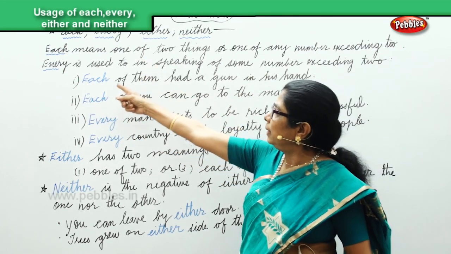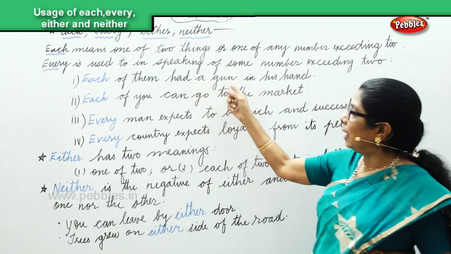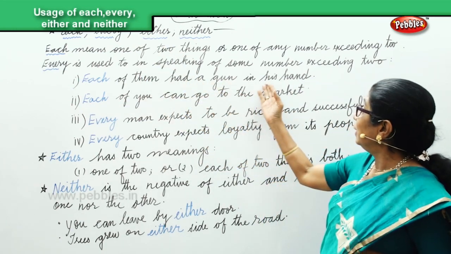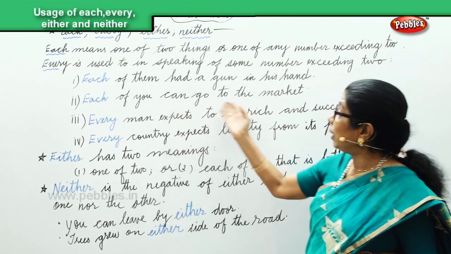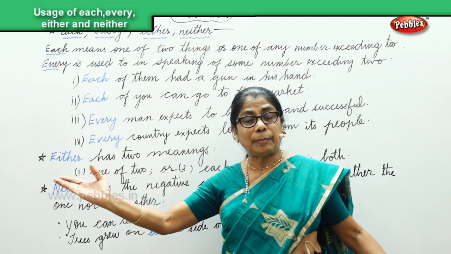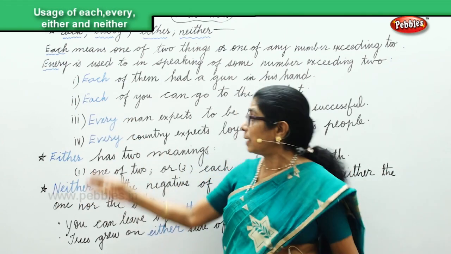Each, for example, each of them had a gun. That means we don't know the number. Each of them had a gun in his hand. Each of you can go to the market. So here we do not know the number.